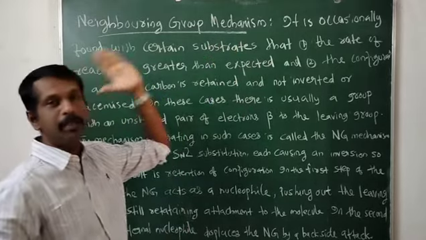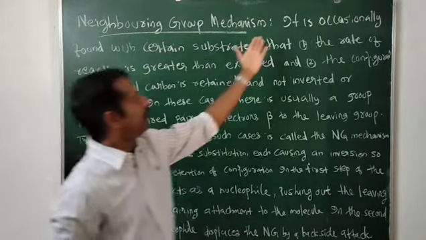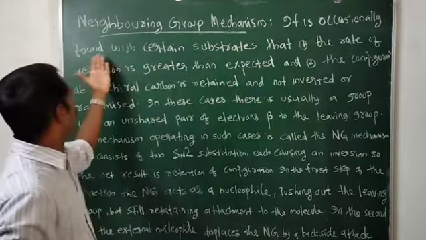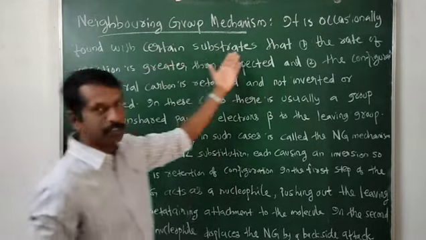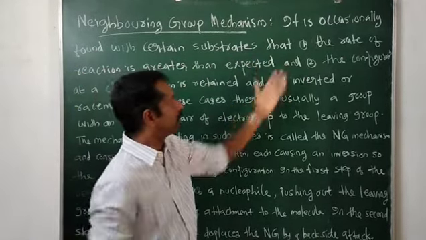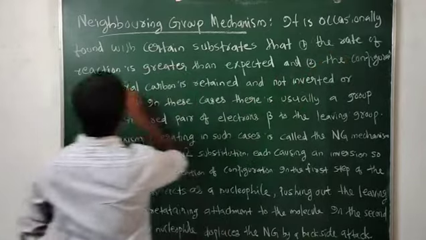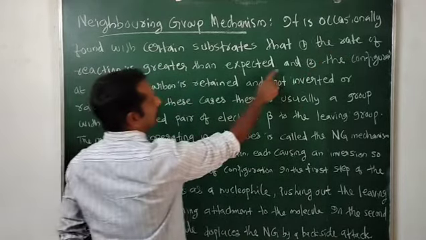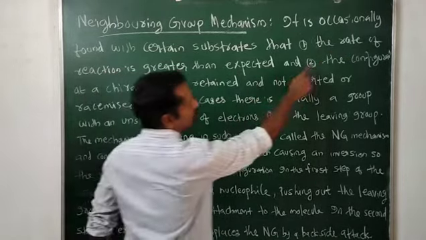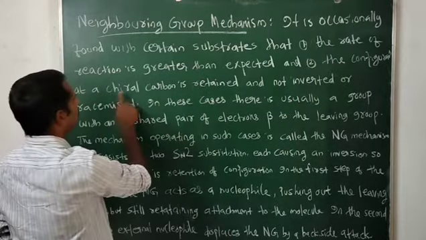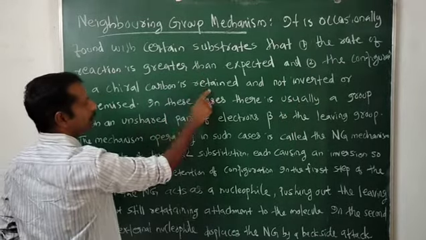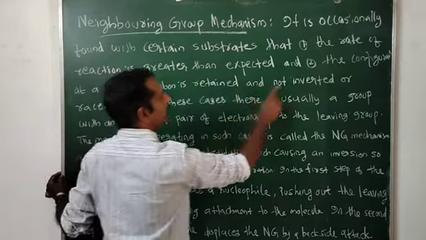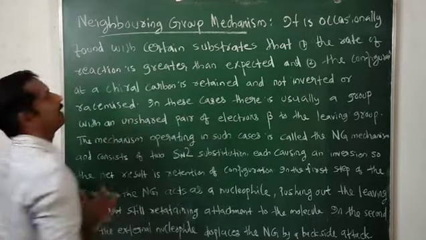What is neighboring group mechanism? It is occasionally found with a certain substrate that, one, the rate of reaction is greater than expected, and two, the configuration at a chiral carbon is retained and not inverted or racemized.